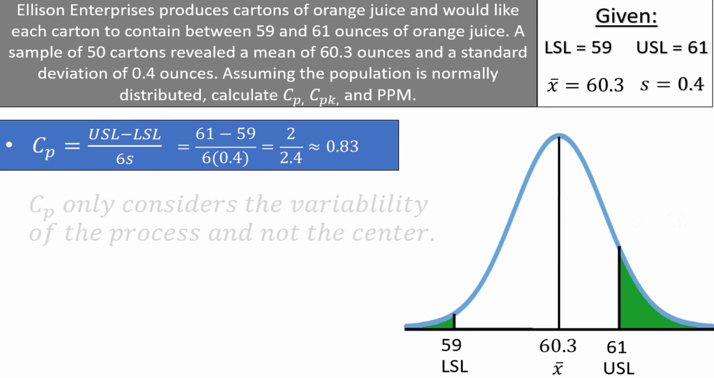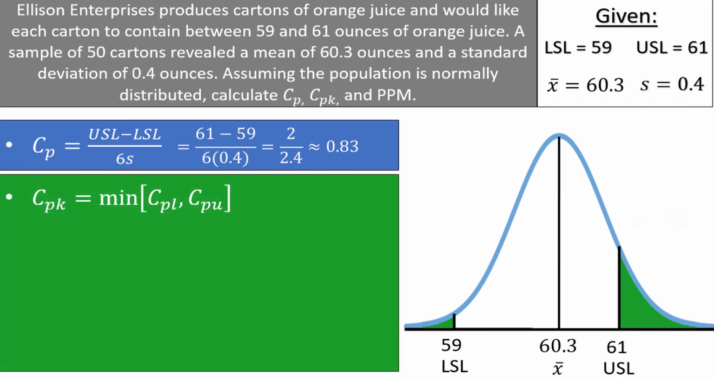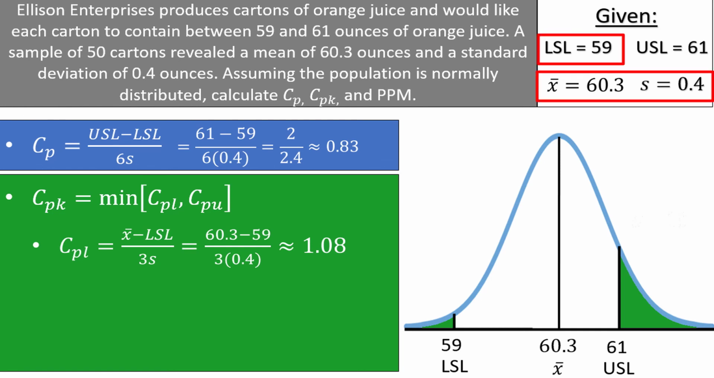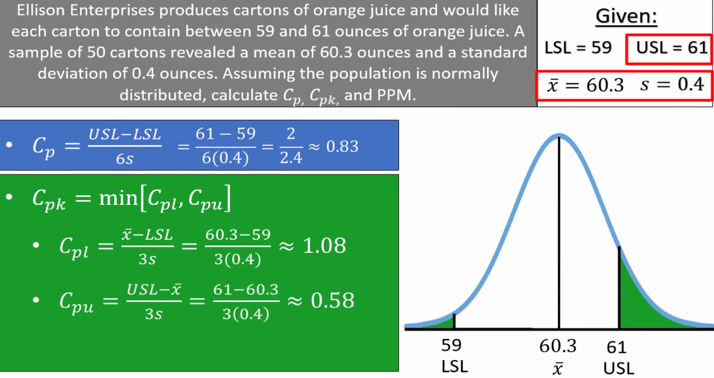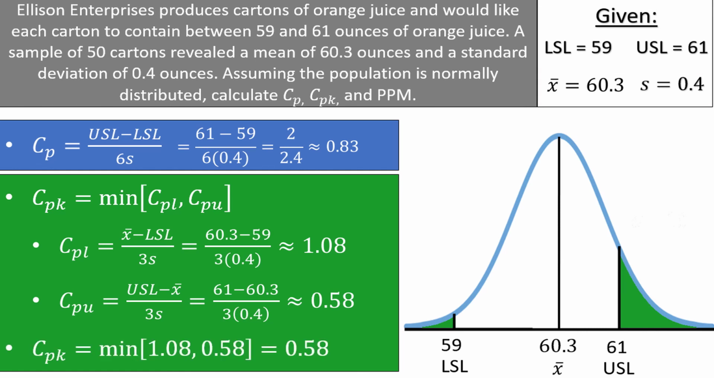To consider the center and the variability, we turn to CPK, which is the minimum of CPL or CPU. CPL is x bar minus LSL divided by 3s, and is equal to 60.3 minus 59 divided by 3 times 0.4, which simplifies to about 1.08. CPU is USL minus x bar divided by 3s, and is equal to 61 minus 60.3 divided by 3 times 0.4, and simplifies to about 0.58. The smaller of these two values is 0.58 and becomes our CPK, the Total Process Capability Index.